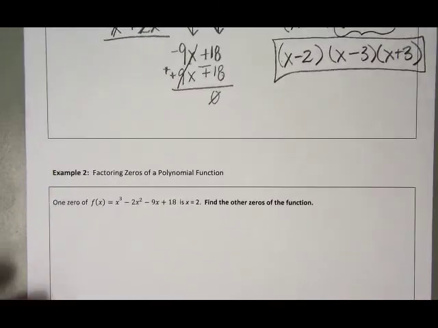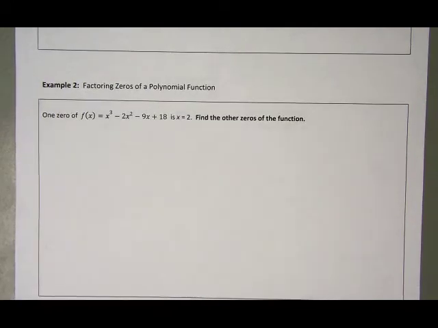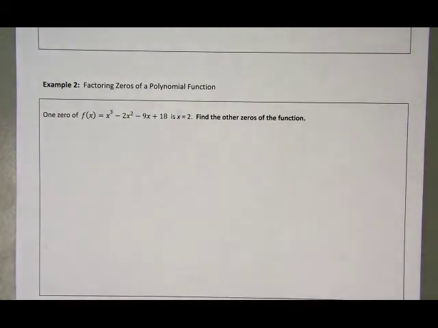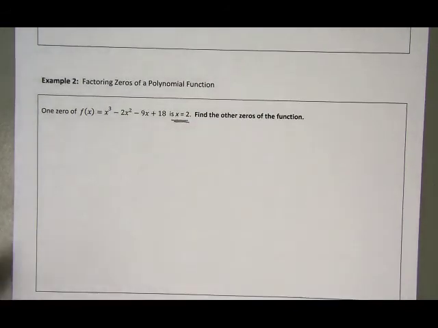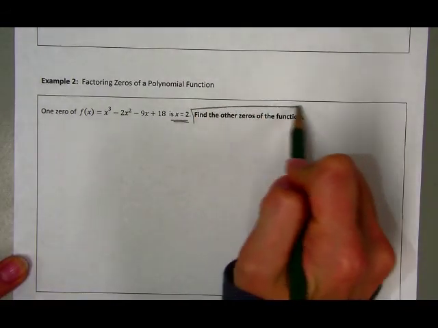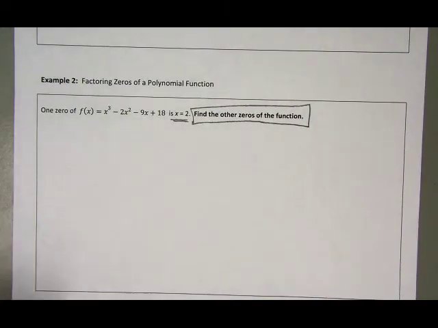Last but not least, we have example 2. In example 2, my directions are a little bit different. It tells me one of my zeros, just like example 1 did, but the directions are to find the other zeros of the function. So it's not asking me, like in example 1, just to factor my function, but example 2 is actually asking you to find the other zeros.